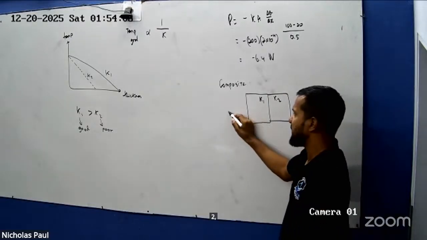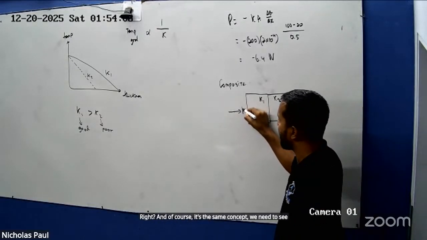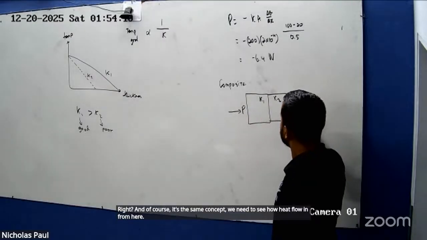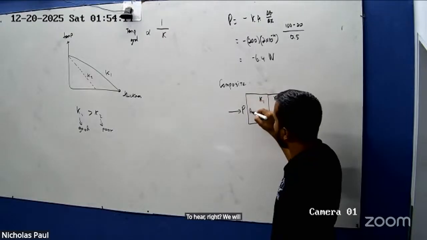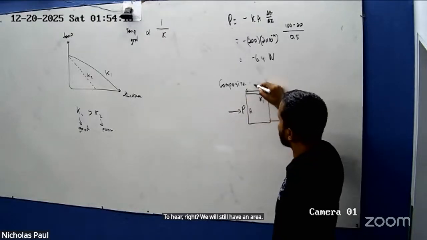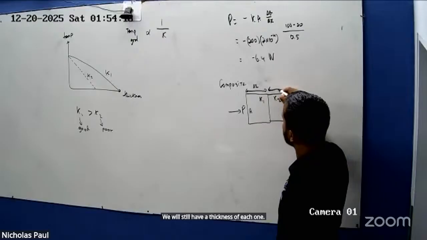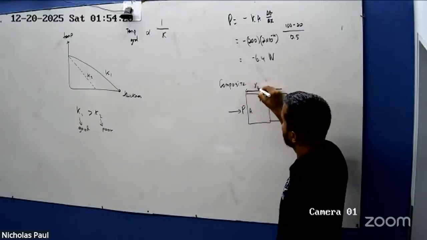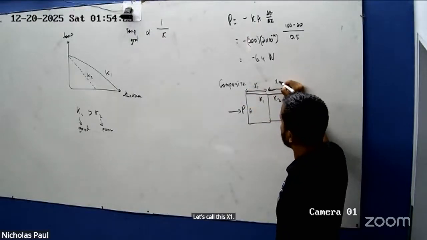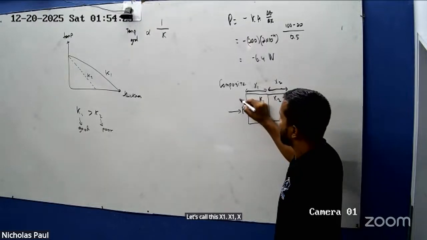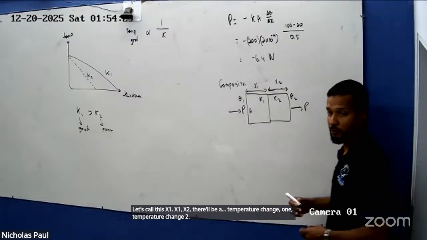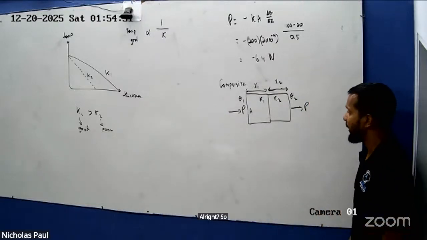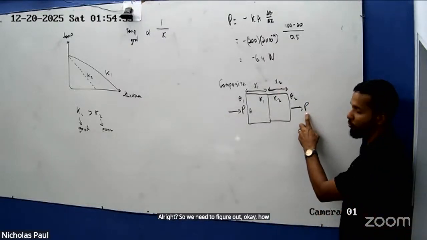And of course, it's the same concept. We need to see how heat is flowing from here to here. We will still have an area. We will still have a thickness of each one. Let's call this X1, next one X2. There'll be a temperature change 1, temperature change 2. So we need to figure out how I am going to find the rate of heat flow.